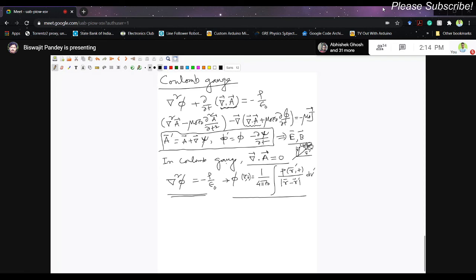The second equation, even though you get some advantage in solving the first equation to calculate phi, still remains quite complicated. Even if you put divergence of A equal to 0 in this equation, what you have is basically Laplacian of A minus mu naught epsilon naught times the second time derivative of A; since the divergence of A is 0, minus mu naught epsilon naught times grad of del phi del t, equal to minus mu naught J.